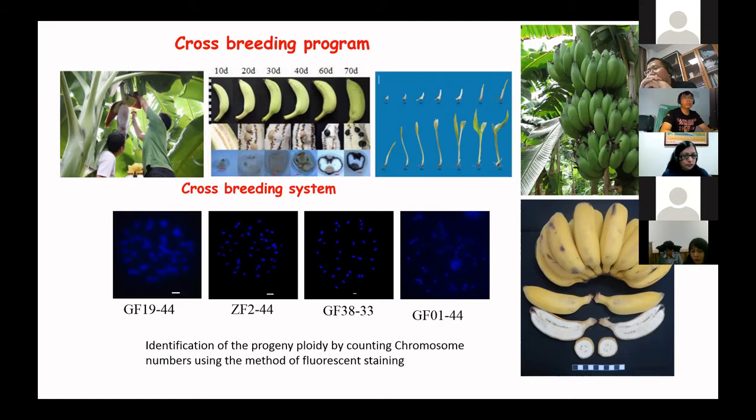And we have evaluated this hybrid in the field for around 5 years. This hybrid is very highly resistant to TR4. Actually, we don't find any plant of these hybrids in the field infected by the Fusarium wilt. So this could be a potential variety, or maybe used as the female parent for secondary crossbreeding.